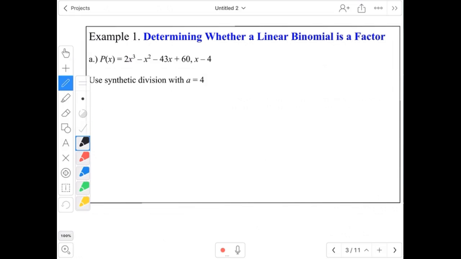We have 2x cubed minus x squared minus 43x plus 60, and we want to divide that by x minus 4. So remember, whenever we're given a binomial in synthetic division, we are going to use that opposite term. So we're going to use 4. So I'm going to set up my synthetic division here. On the outside I'll have my 4, and then I'll have a 2, a negative 1, a negative 43, and a 60.